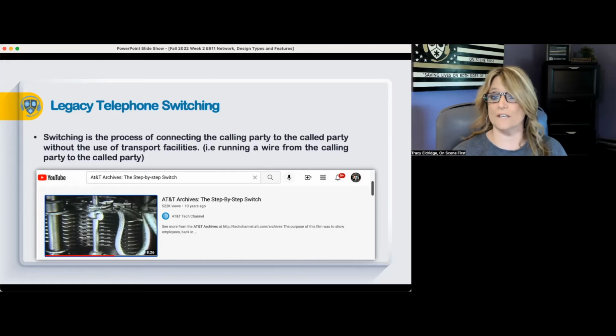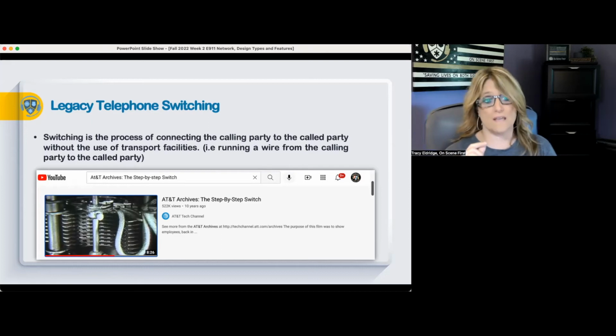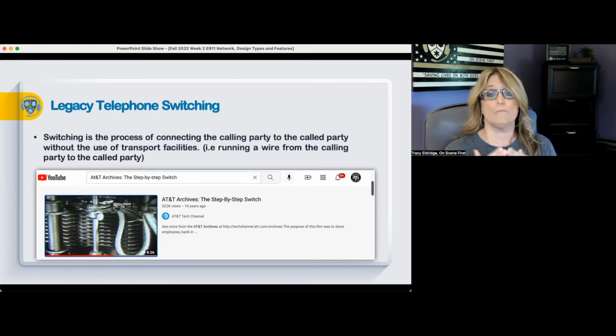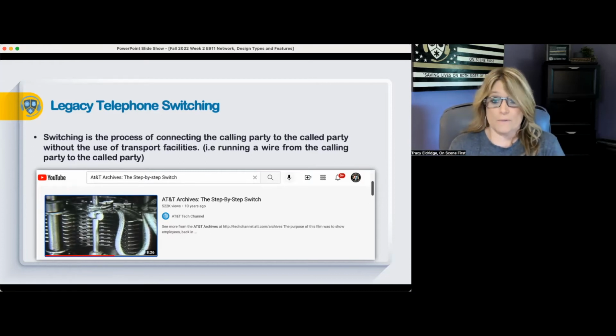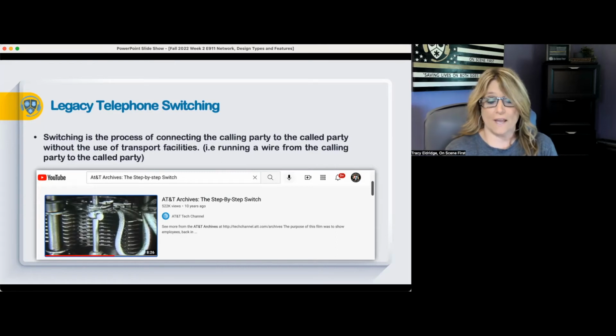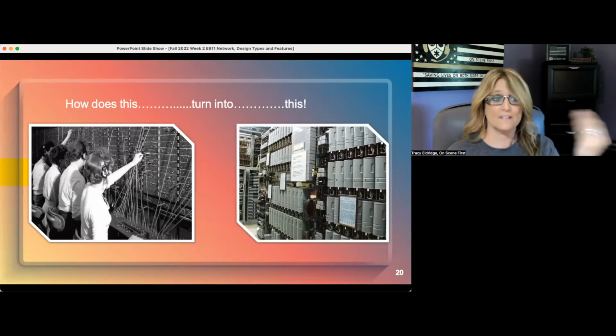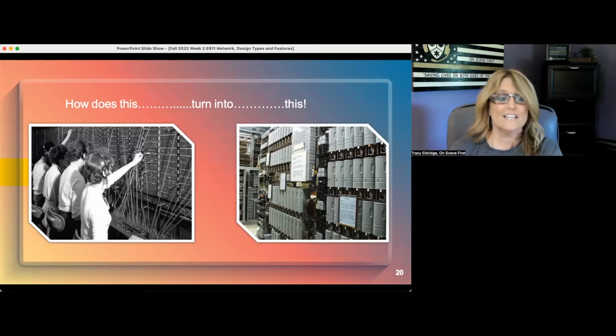It's an 8-minute video, and it helped me understand how switching worked for the purposes of what we're doing here. So it is important to understand what the switching is. And then I just think of the TikTok sound, like, how did this turn into this?